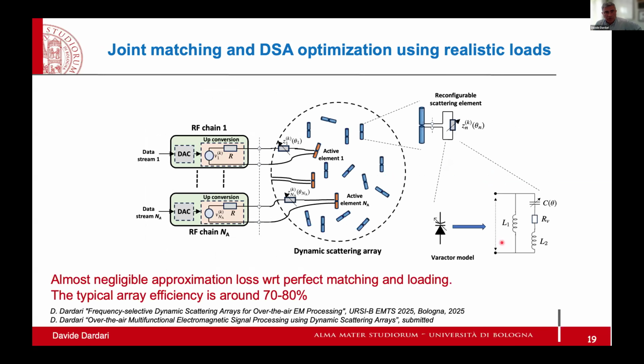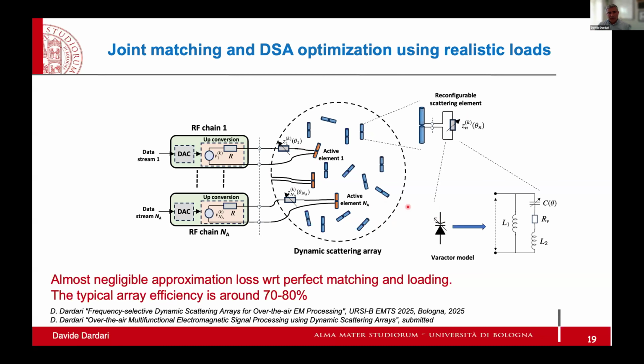So it is possible to remove completely the matching network by inserting reconfigurable loads here. We remove this, and then consider a sort of joint matching and DSA optimization. Basically we optimize both the loads of the scattering elements, but also the impedance which is in series to each active element. And then by means of this optimization, it is possible to obtain almost perfect power matching without a dedicated network.